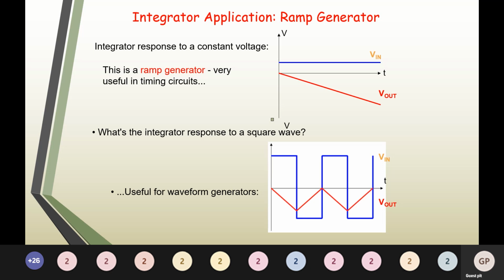Since it is generating a ramp voltage for a constant voltage, when I give a square wave as input to my integrator circuit, I'll be generating ramps in opposite directions. That is, when we have a positive voltage, I'll have a negative ramp, and when my input is a negative voltage, I'll have a positive ramp. On the whole, when I give a square input to an integrator circuit, I'll be getting a triangular output, which is nothing but a combination of positive and negative ramps.